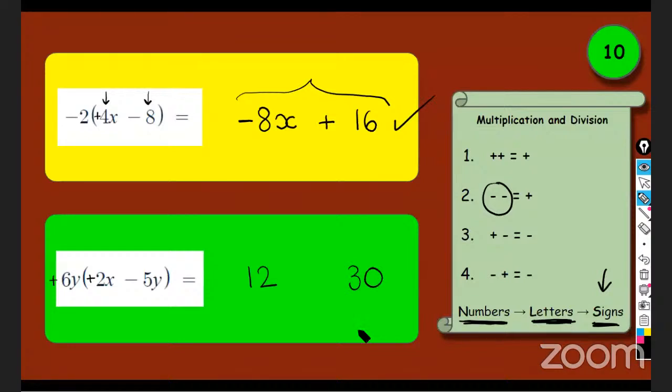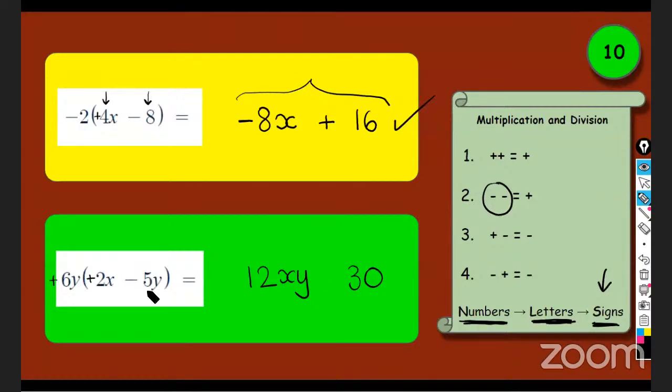Next on the list is the letters. When you're multiplying the 6y and the 2x, the two letters involved are y and x. So you put back the two letters. It doesn't matter if you have the y first, but I like it in alphabetical order, right? So I'm multiplying y and x, so I put back the two letters, x and y.